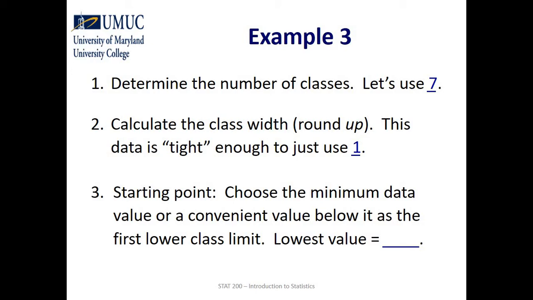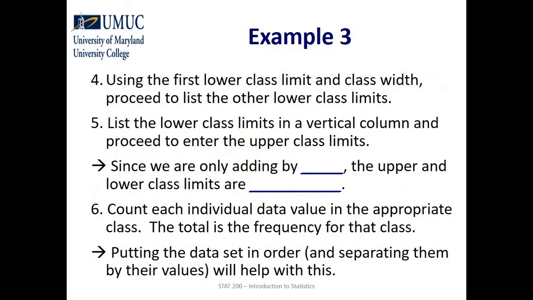All right, so starting point. Choose the minimum data value or convenient value below it as the first lower class limit. Well, our lowest value is 0, and we can't go any further below that because we'd be saying that someone drinks negative cups of coffee, which makes no sense. So the next step, use the first lower class limit and the class width to proceed to list the other lower class limits. Well, again, that doesn't make any sense to do it this way because our class width is 1. So our classes are just 0, 1, 2, 3, 4, 5, and 6. Same thing on step 5 there. Since we're only adding by 1, the upper and the lower class limits are the same.